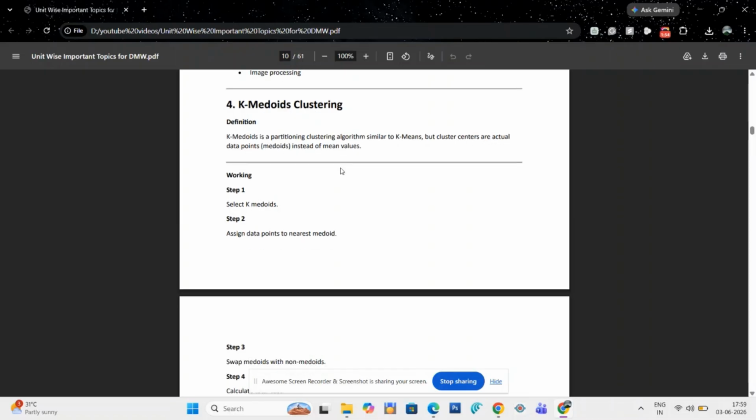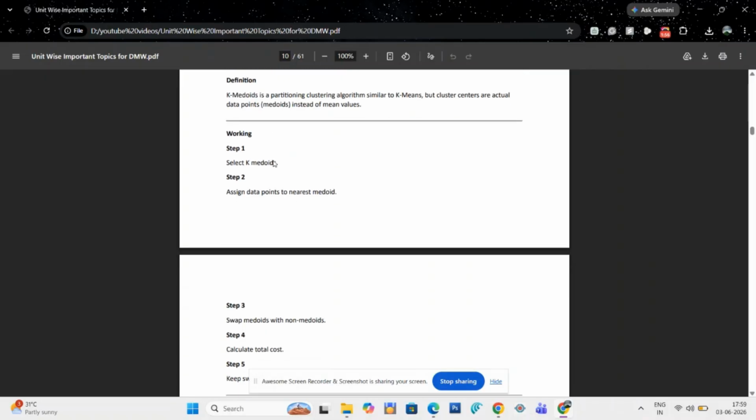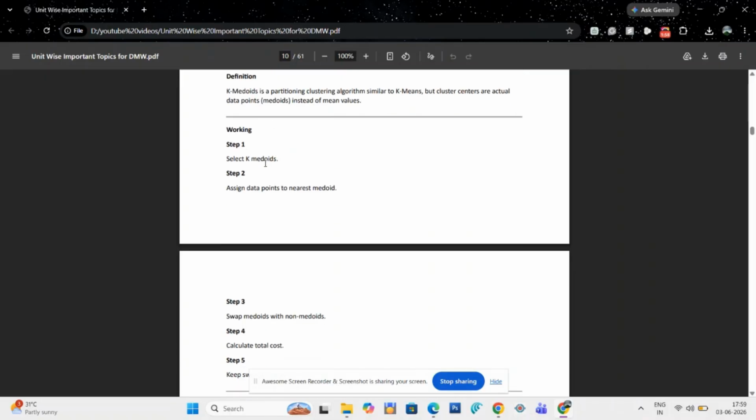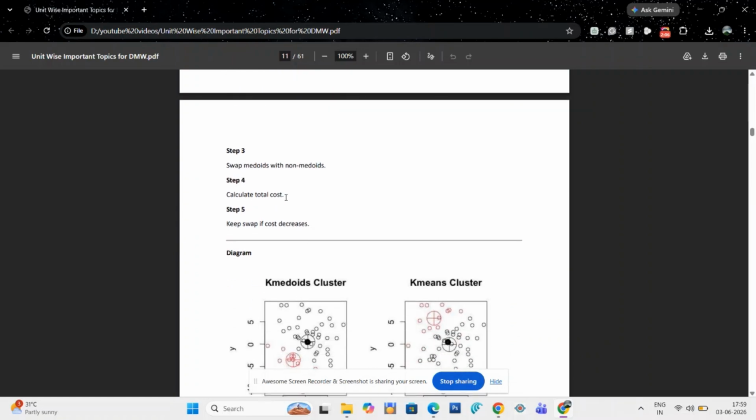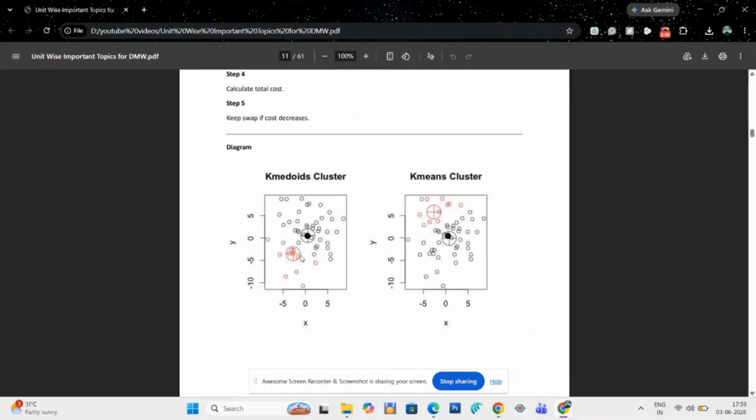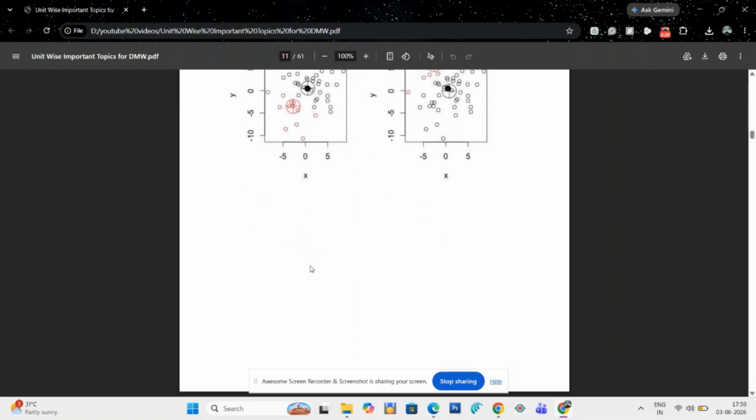Okay, the working of this clustering is: step 1, select K medoids; step 2, assign data points to the nearest medoid; step 3, swap medoids with non-medoids; step 4, calculate the total cost; step 5, keep the swap if the cost is decreased. Then the diagrammatic difference of both: this is the K-Medoids cluster and this is the K-means cluster. Okay, according to this there are the differences.